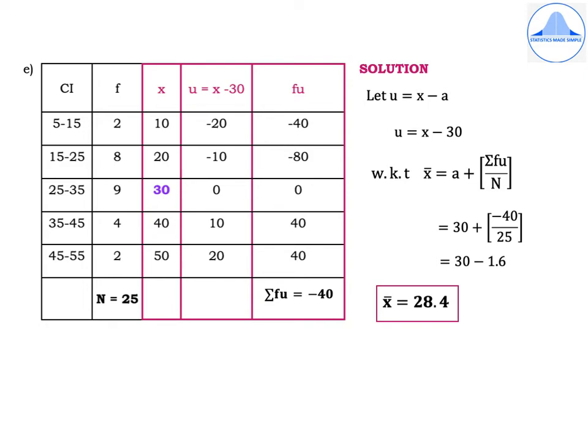Then write the formula of the arithmetic mean for the deviation method for continuous data, which is x bar equal to a plus summation fu by capital N, which is equal to 30 plus minus 40 divided by 25. And whenever you divide, take two places after the decimal after rounding off, so which is equal to 30 minus 1.6. Please be careful with the signs when you have a plus and a minus. So the final answer is x bar equal to 28.4.